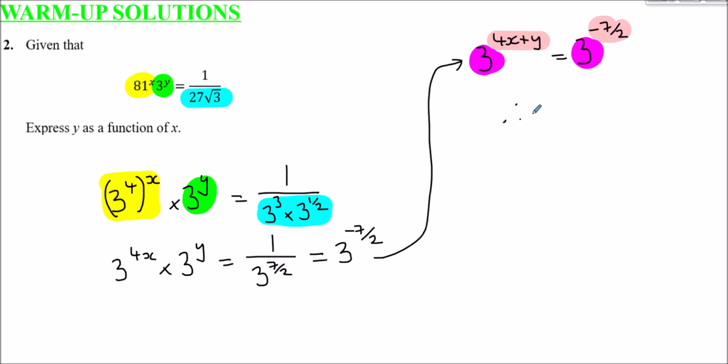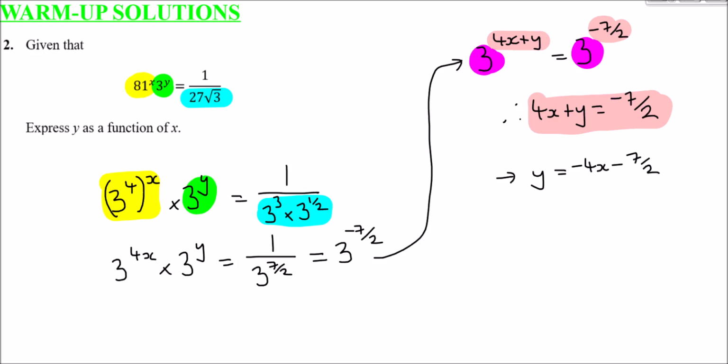So therefore, 4x plus y must equal minus 7 over 2 in this pretty pink colour. Then a simple rearrangement to make y the subject, and we've got the question cracked. So subtract 4x on both sides. We have that y must therefore equal minus 4x minus 7 over 2. So the key point here, get the base values to be the same.